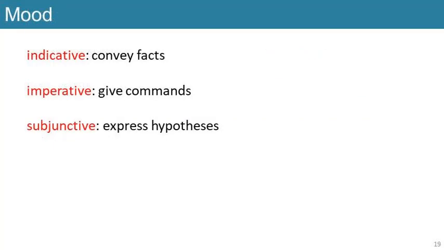The next grammatical term associated with verbs is mood. As with many other terms, there is no agreement among grammarians on what counts as a mood. In this lesson, I'm going to take a traditional view that English has three moods: indicative, imperative, and subjunctive. Speakers or writers choose the verb mood according to whether they wish to convey facts, indicative, or commands, imperative, or hypotheses, subjunctive.